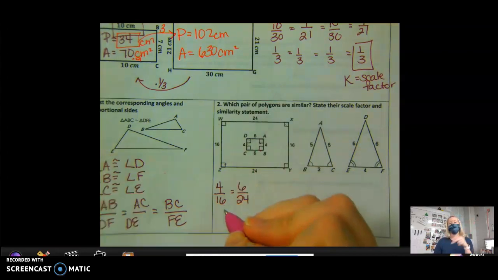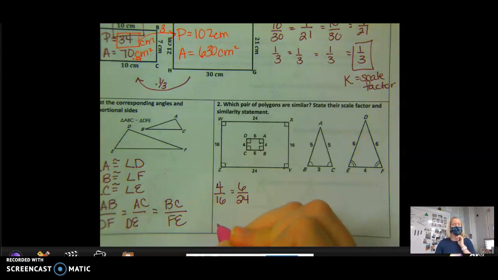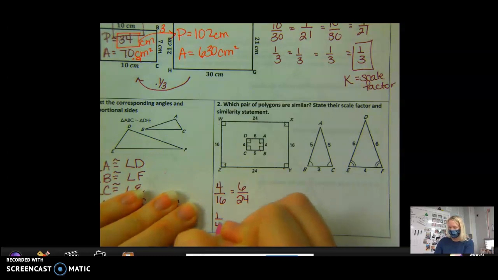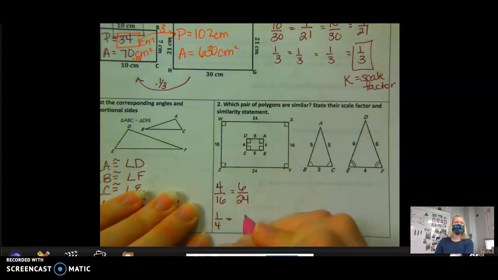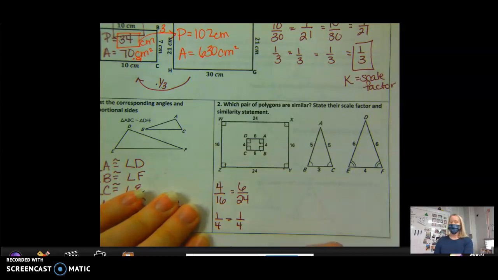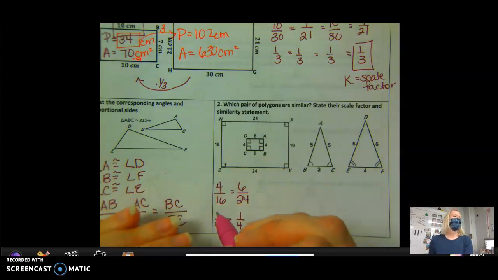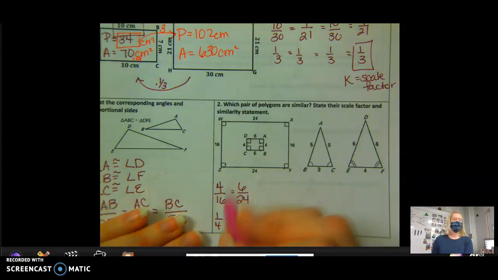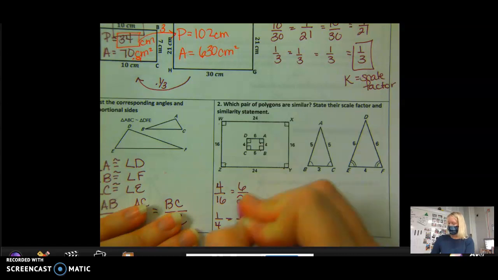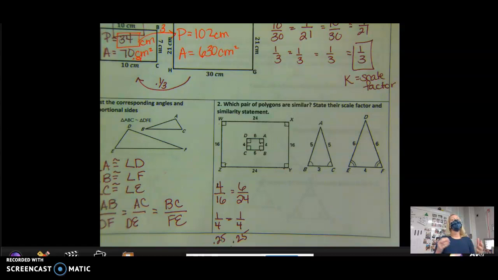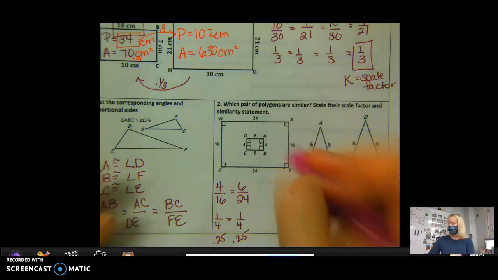So 2 ways to do this. You can reduce the fractions. 4 over 16 reduces to what? 1/4. And then does 6 over 24 also reduce to 1/4? Okay. If they are funky fractions, though, the other thing you could do is turn the fraction into a decimal. Just divide it. So what's 4 divided by 16? Yeah. And when I do 6 divided by 24, I also get 0.225. So you're going to get the same decimal amount. That means that they are congruent to one another, right? So this one is similar.